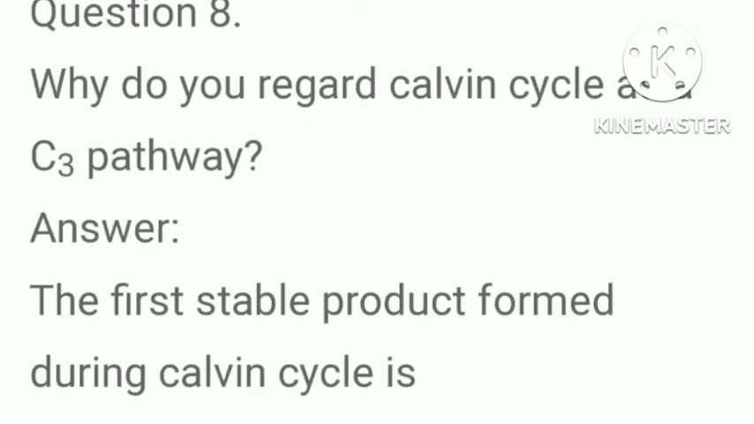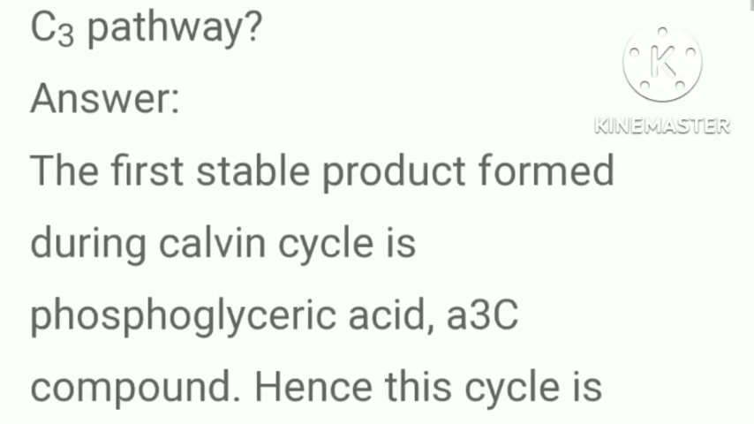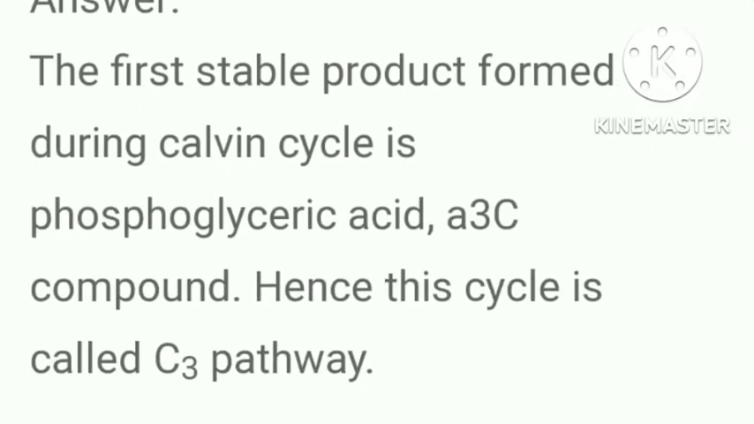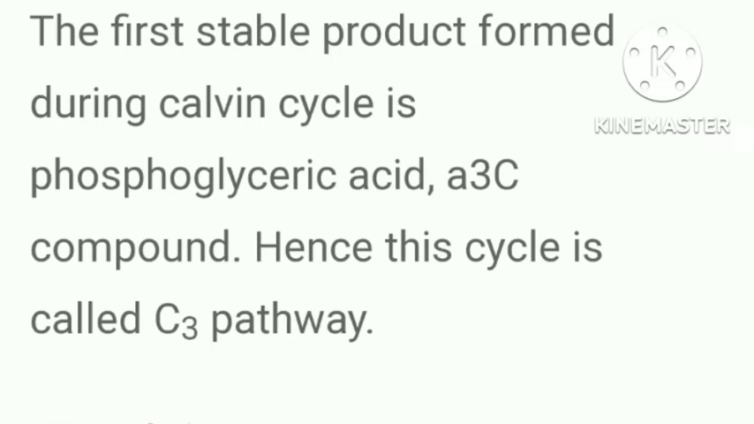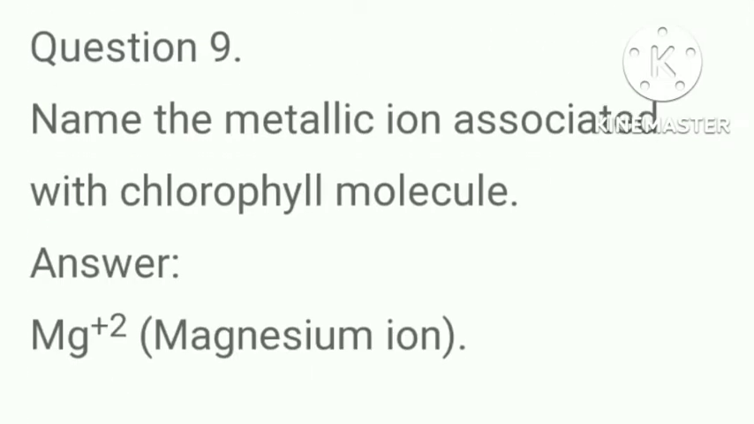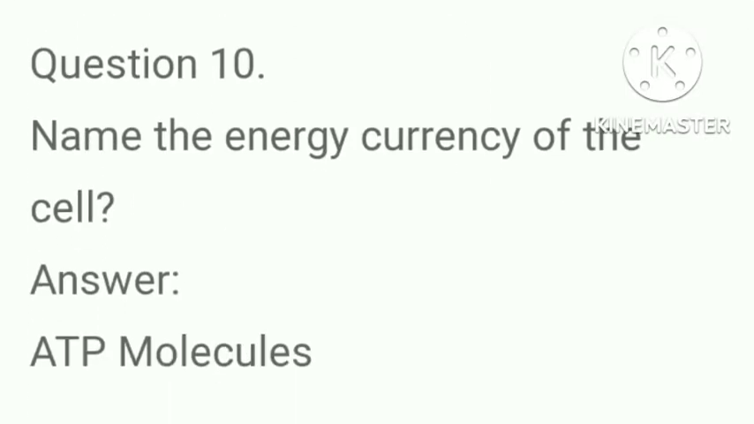Next, why do you regard Calvin cycle as the C3 pathway? Answer, the first stable product formed during Calvin cycle is phosphoglyceric acid, a 3C compound. Hence, this cycle is called C3 pathway. Name the metallic ion associated with chlorophyll molecule. Answer, Mg2+, magnesium ion.